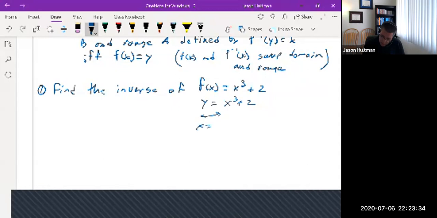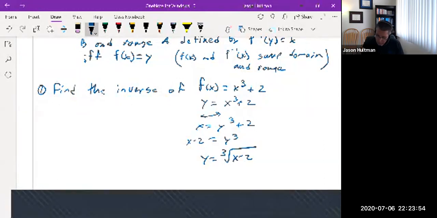I'm going to swap the x and the y. Okay, so x is equal to y cubed plus 2. Now what I'm going to do is solve for y. So I'm going to take x minus 2 equal to y cubed, and let y equal the cube root of x minus 2. Now I want to talk about domain and range.